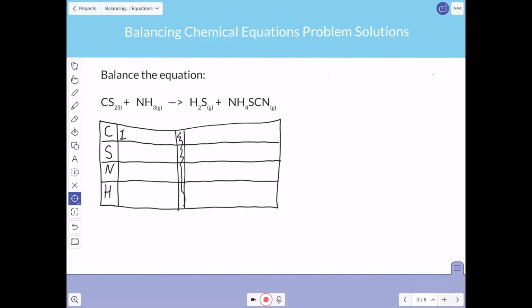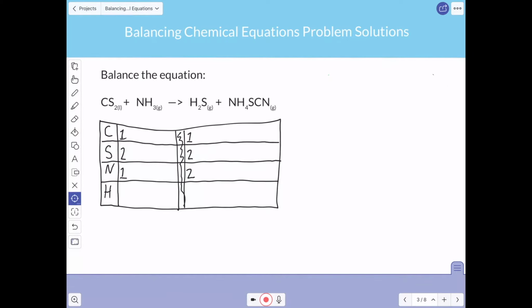We've got one carbon on the right on our product side. Sulfurs. We've got two sulfurs on the reactants. Two sulfurs on the products. Nitrogen, we've got one nitrogen on the reactants. Products, we've got two nitrogens.